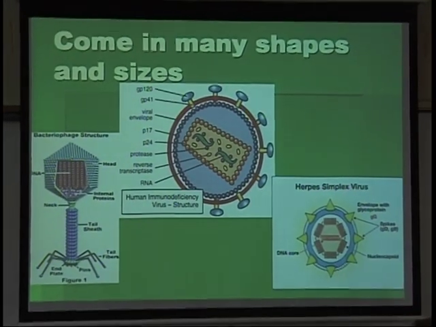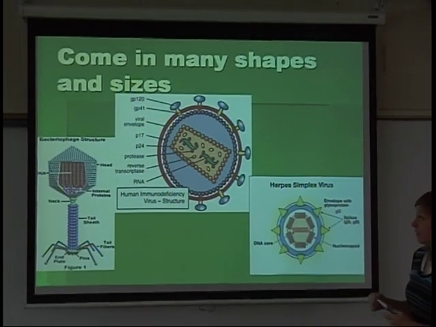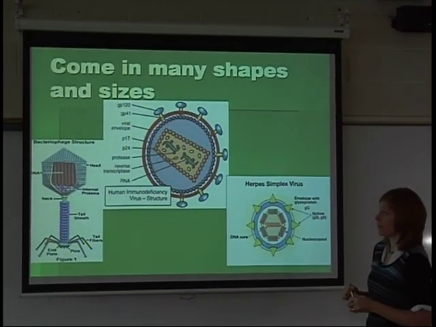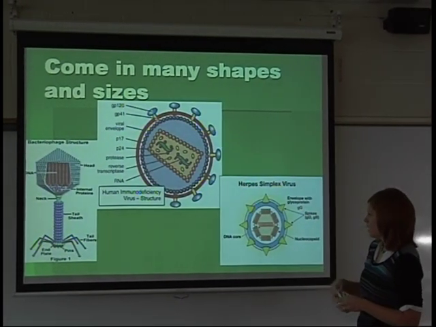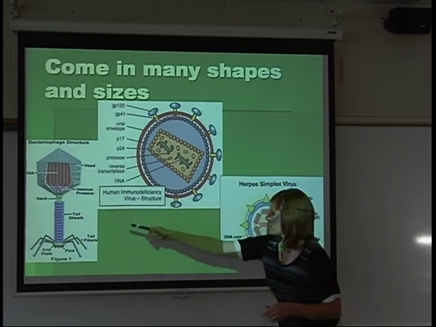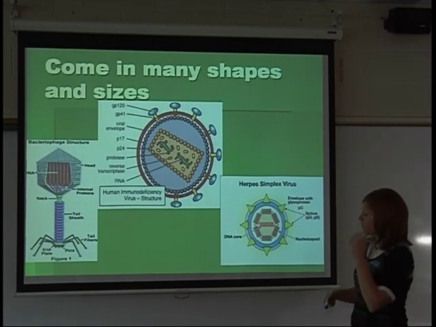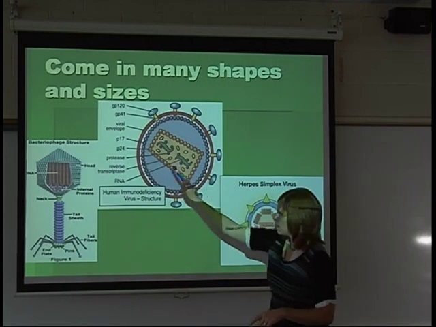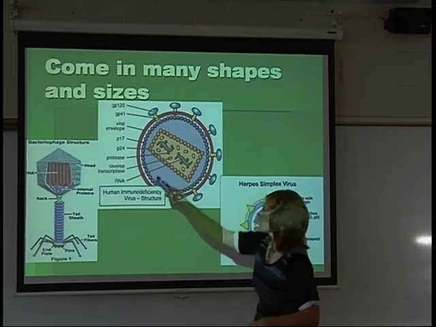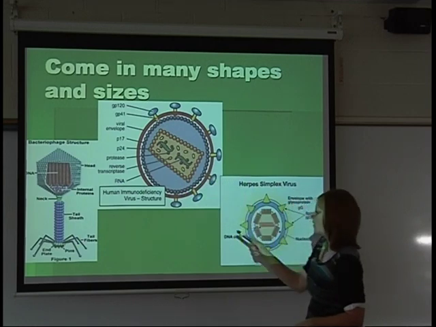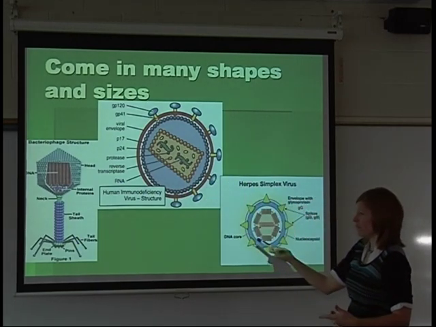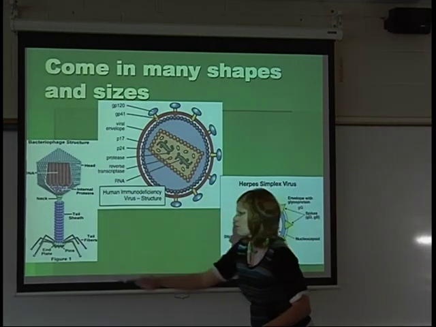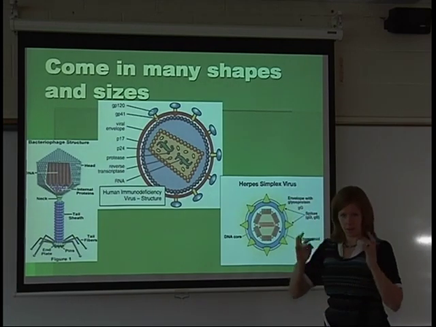Here are some examples of different shapes and sizes of viruses. They're very small, but they can come in different shapes. Noticing these three different structures up here, they all have some kind of DNA inside of them and some kind of protein that holds it in. Even though some have other structures like these little tail fibers, they all have the DNA and some kind of protein coat.